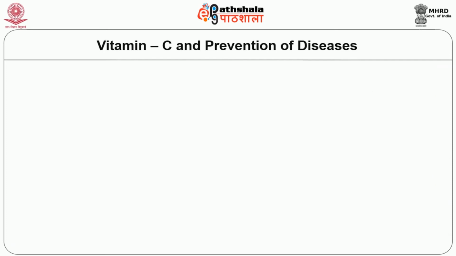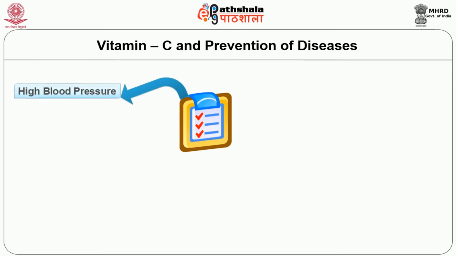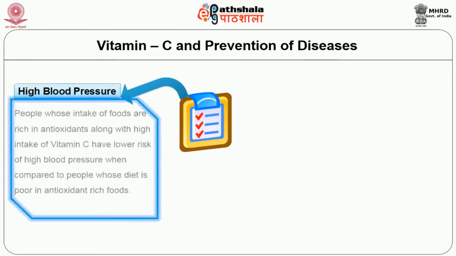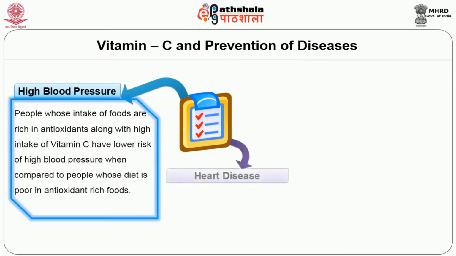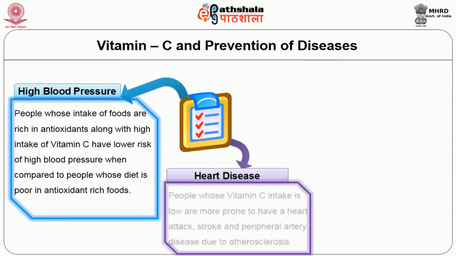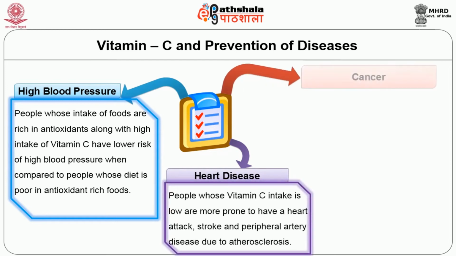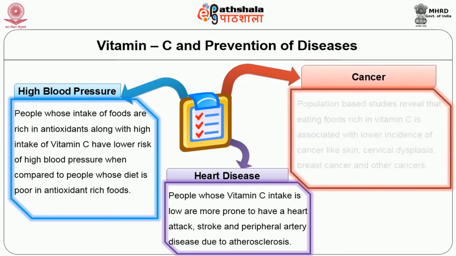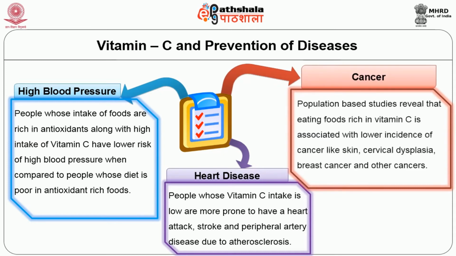Next, we will try to understand how vitamin C prevents some lifestyle diseases like cardiovascular disease, blood pressure and cancer. First, we will see how vitamin C prevents heart disease. Many research findings reveal that vitamin C does not directly lower cholesterol level or decrease the risk of heart attack, but it protects arteries from damage.